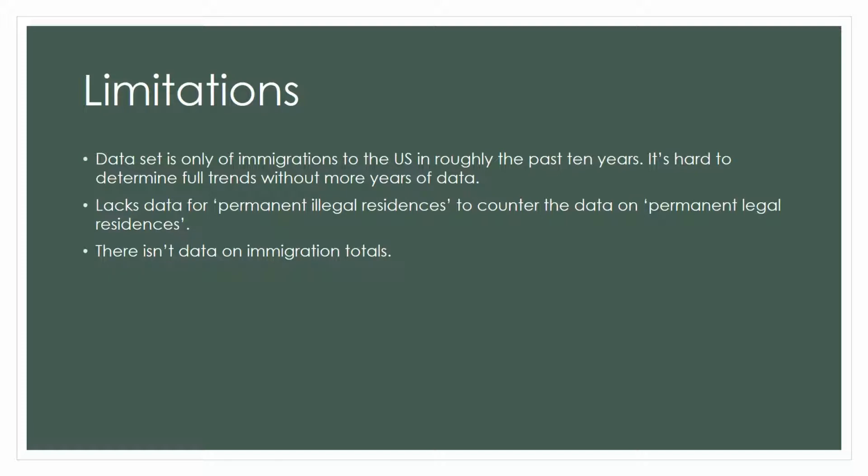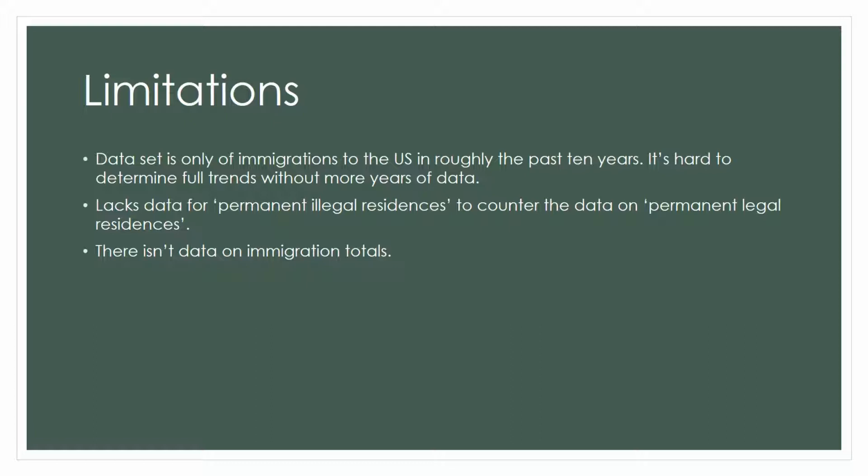Limitations. The dataset is only of immigrations to the U.S. in roughly the past 10 years. It's really hard to determine full trends without more years of data. It lacks data for permanent illegal residences to counter the data on permanent legal residences. There isn't data on immigration totals. Because there isn't a way to view total immigration with this dataset, it's impossible to fully understand the scale of immigrants entering the United States each year.